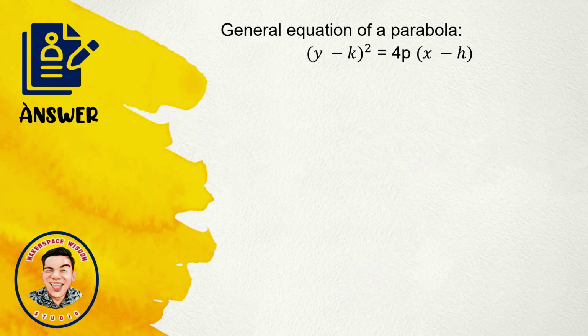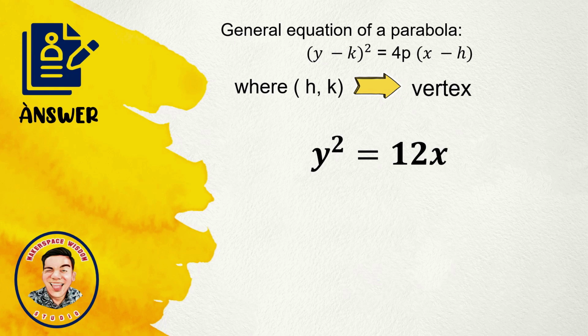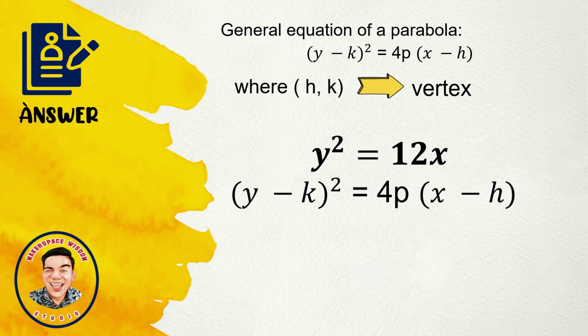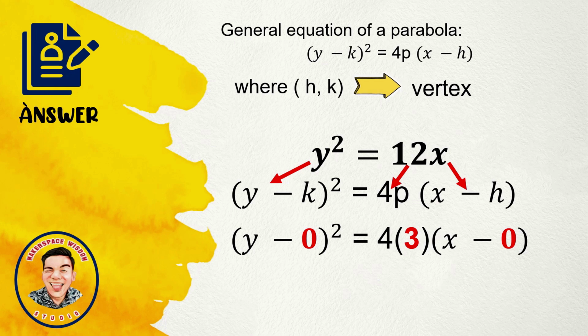Solving the given problem, we will recall the general equation of the parabola, which is the quantity of y minus k squared equals 4p times the quantity of x minus h, where h and k is the vertex of the parabola. With the given equation y squared equals 12x, we can transform this equation to the general equation of the parabola, y minus k squared equals 4p times x minus h, and the y squared equals 12x would be equal to y minus 0 squared equals 4 times 3 times x minus 0. So we have here our h is equal to 0 and our k is equal to 0. Therefore, the vertex of the parabola is at the origin, which is at 0, 0. So the correct answer is letter A.